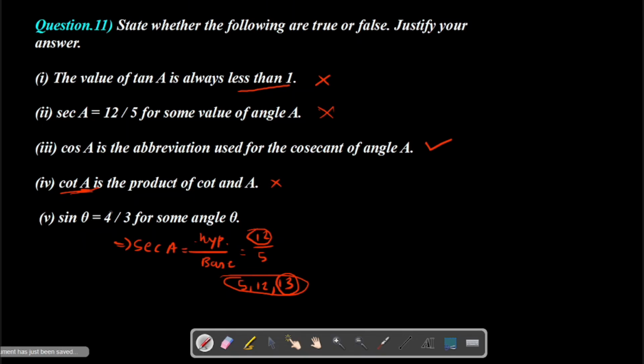Now, sin theta is 4 upon 3 for some angle theta. Is it possible or not? Definitely not, because sin theta is perpendicular upon hypotenuse, and we already know that for any right angle triangle, the hypotenuse has the largest value. But here the perpendicular is bigger than the hypotenuse, which is not possible. So this is wrong.